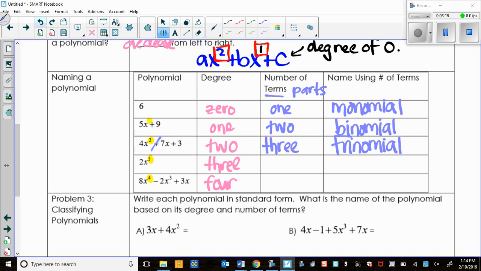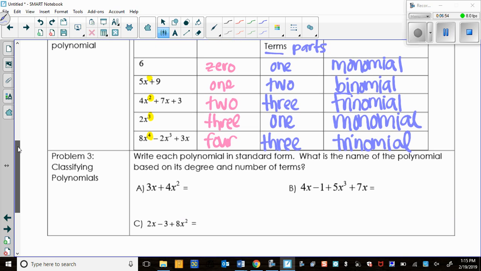Okay, and then the second to last one, there is 1 term here. So this again is a monomial. And then the last one has 3 parts. So this is a trinomial. If you have 4 or more terms, that's called a polynomial. Poly means more than 3, actually. So you might come across polynomials later on.